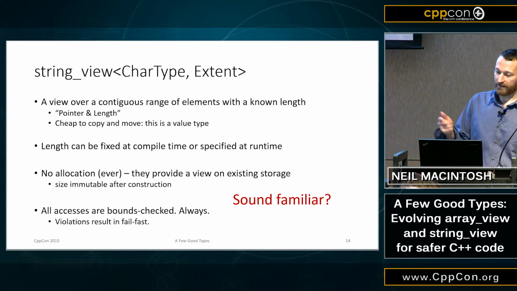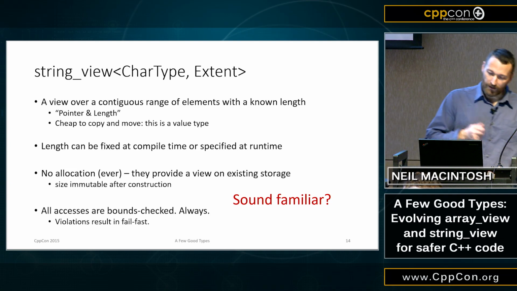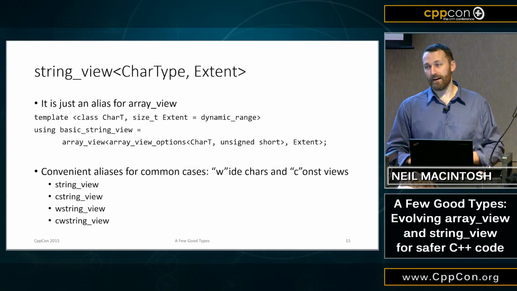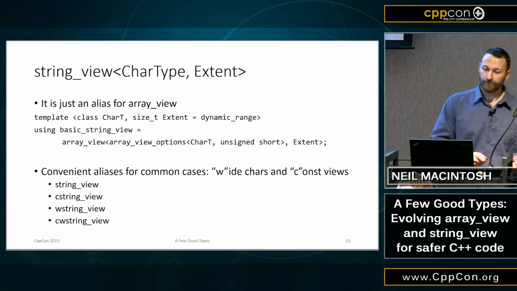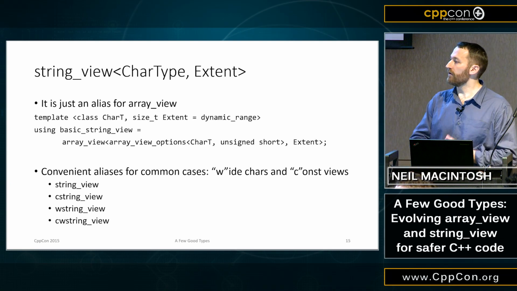So string view, let's dig into it a little bit. It's a view over a contiguous range of elements. It's like a pointer and a length. Does this all sound familiar? It should, because it's exactly the same as array view, and that's all it is, an alias for an array view of characters. So we declare basic string view to be just an array view of char t.